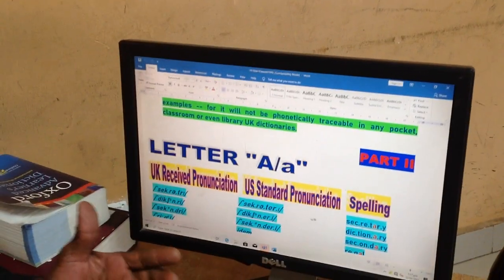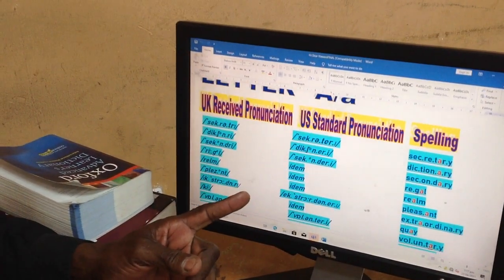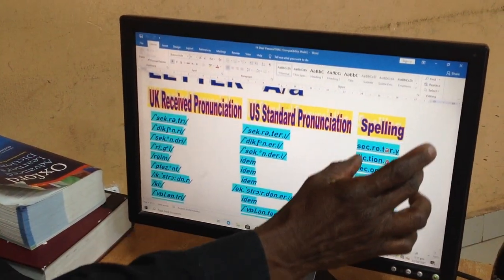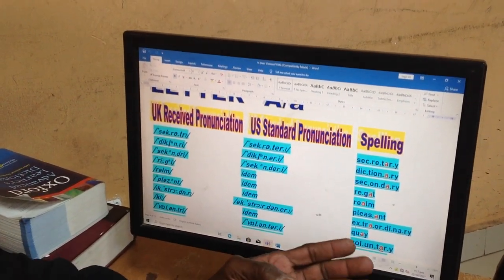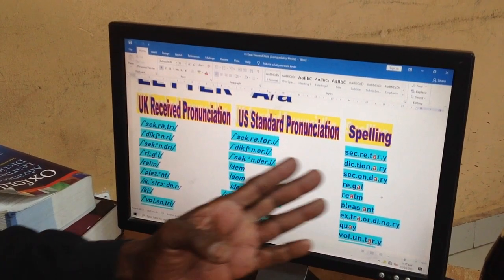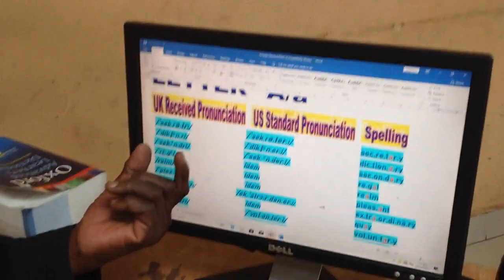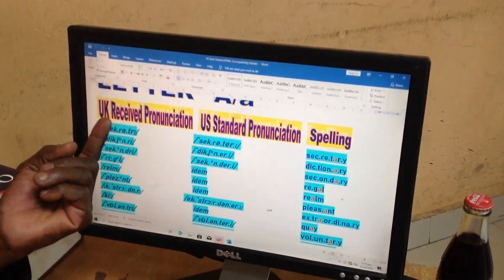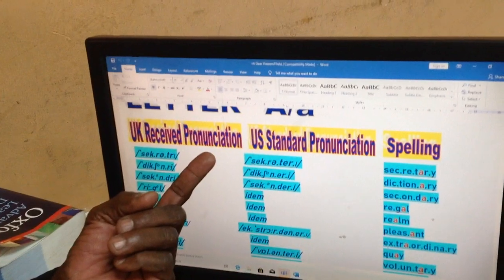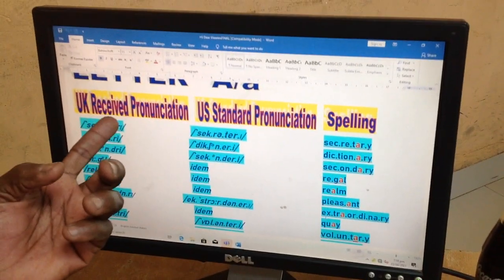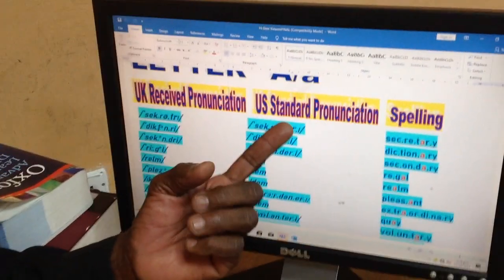But prior to that, before proceeding, let me inform you that we have 3 columns in this presentation. The third column is for entries. This is how you find entries, words in a dictionary, in a good dictionary. The remaining 2 columns, the first and the second: the first column is for United Kingdom received pronunciation. When I was at primary school, it used to be called the King's English, the Queen's English, and so on. Today it's called RP, received pronunciation. The second column is for the US standard pronunciation.